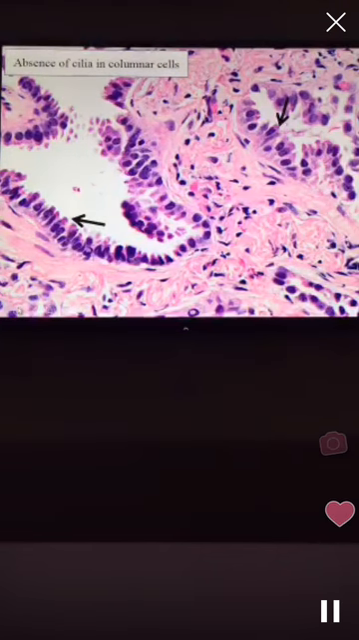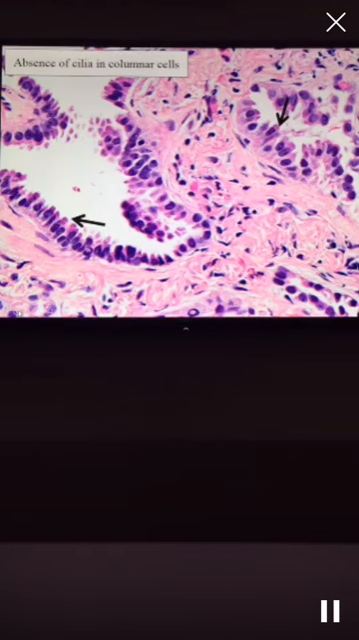Next. Now this looks very low grade. Actually, I struggled with this case a lot. But if you get columnar cells, remember again, columnar cells that don't have cilia, you have to be at least thinking malignancy. Now, can somebody name a normal cell in the lung that is columnar but doesn't have cilia? Clara cells.